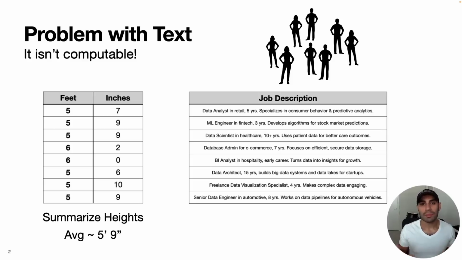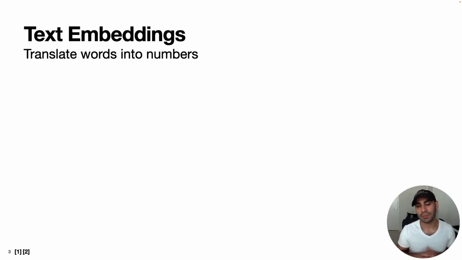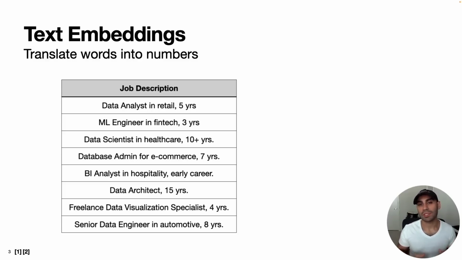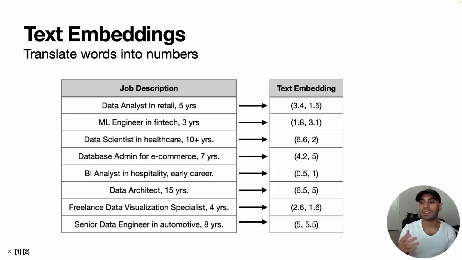However, if you have the job descriptions of everyone at this networking event, summarizing everyone's roles wouldn't be as straightforward because there's no Excel function or mathematical operator that allows you to put in text and generate a summary. And so this is where text embeddings come in. Put simply, text embeddings translate words into numbers. So if we have those same job descriptions from the networking event, translating these descriptions into text embeddings would look something like this. For every single description here, we would map it to a set of numbers.